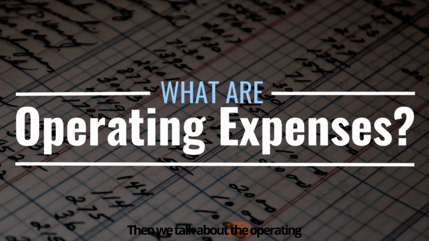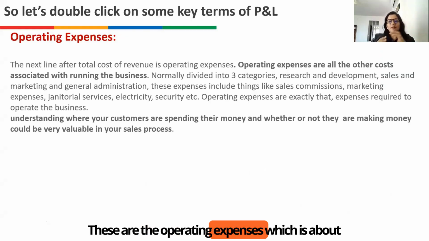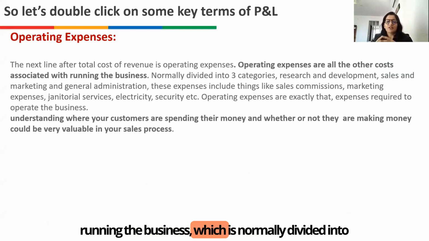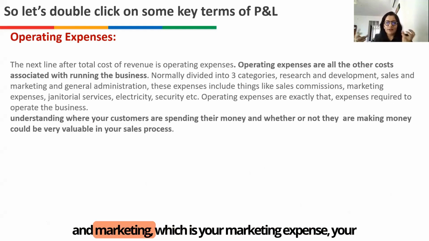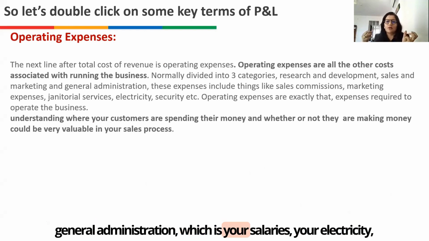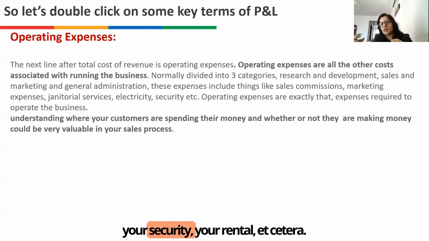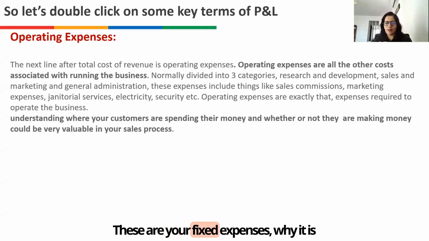Then we talk about the operating expenses. After the gross profit margin, these are the operating expenses, which are about running the business, and are normally divided into three categories: research and development, sales and marketing, which is your marketing expense, and general administration, which is your salaries, your electricity, your security, your rental, etc. These are your fixed expenses.